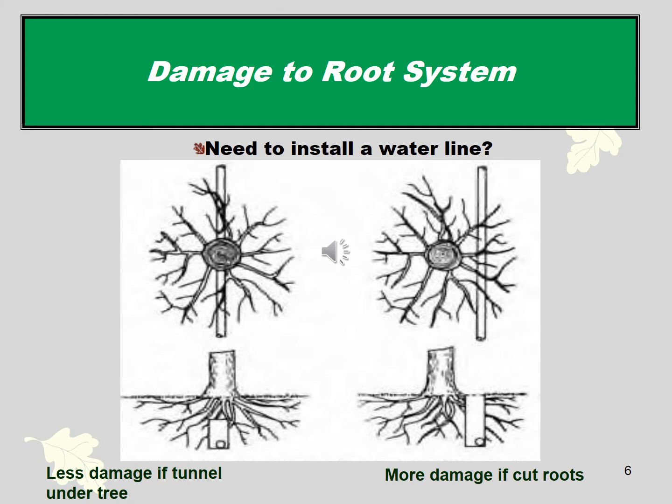It's better than, still damaging, but better to create a tunnel underneath the roots. So you're cutting away and destroying the tips of the roots instead of completely chopping them off at the base, which is what you're seeing here on the right. On the left, tunneling underneath the roots would cause some damage, but less for the installation of an irrigation line.